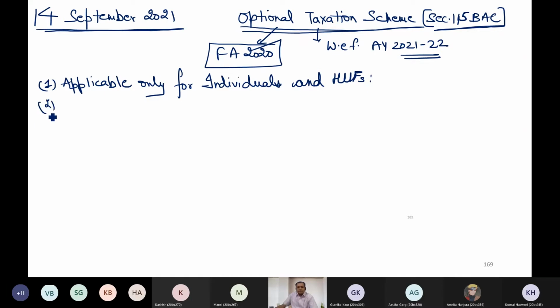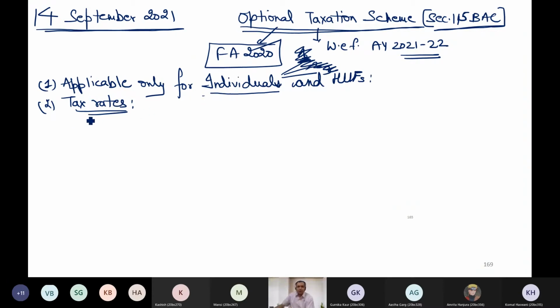Second thing, what is the tax rate under the optional taxation scheme? So we have different slabs and different tax rates. First of all, under normal taxation, we have three categories of individuals: 80 plus, 60 to 80, and other. Under optional taxation, there is no such category. Whether you are 90 years, 60 years, or 70 years resident does not matter. You have a common simple tax rate. So there is no category of individuals under the optional taxation scheme.